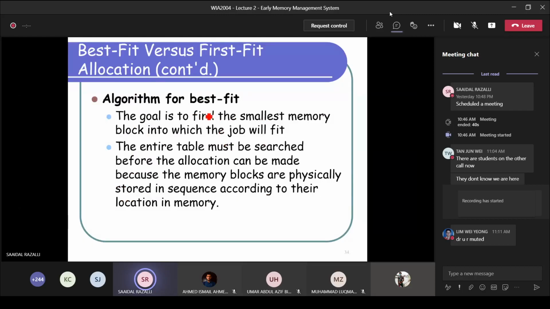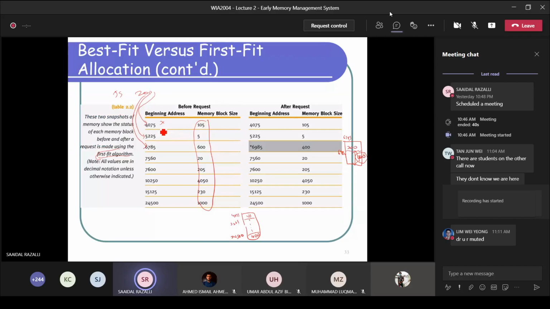We go to the algorithm for best fit. The goal is to find the smallest memory block into which the job will fit. The entire table must be searched before the allocation can be made. Different from the first fit. The first fit will check one by one according to the sequence, and whenever it meets a partition that can fit its size, it will select that. That's it. So in this case, it will check three partitions. Partition number 3 can fit its job, so it will select partition number 3 without searching all the remaining partitions.